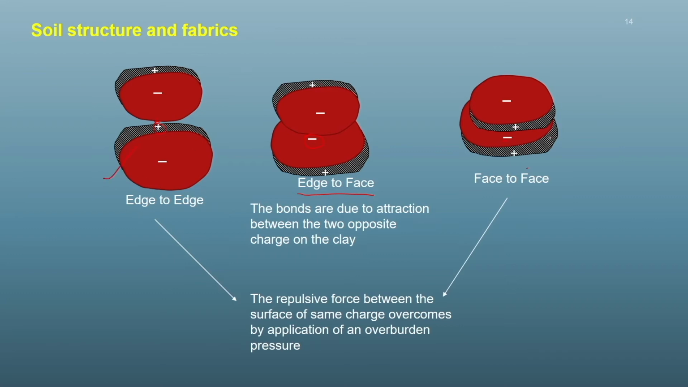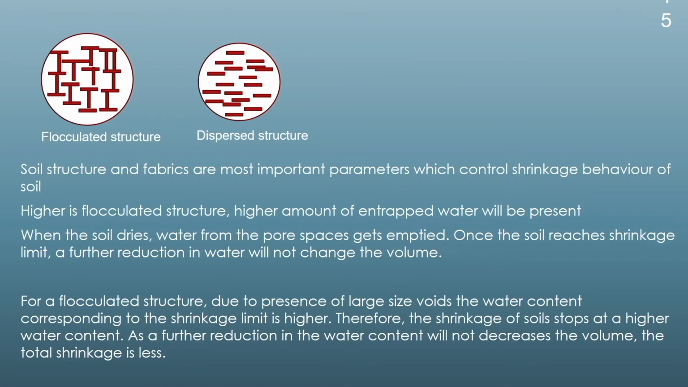However, to obtain this one and this one, we need some external forces, because the positive end, whereas negative and negative end will repel each other. Therefore, we need some external forces to bring this kind of arrangement, whereas the edge to face arrangement occurs due to the attraction between the negative and positive end. Therefore, it can occur naturally, but depending on whether it is edge to face or face to face, the soil structure can be different, and we can term that as flocculated or dispersed structure. Here, flocculated and dispersed structure. In flocculated structure, we have edge to face structure, whereas in dispersed we have mostly face to face or edge to edge structure.